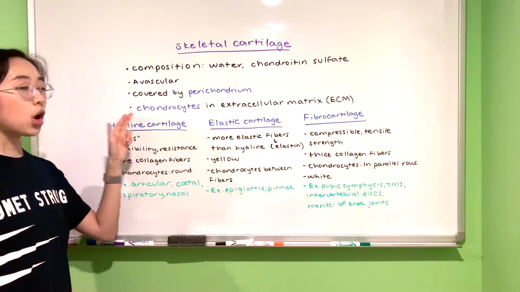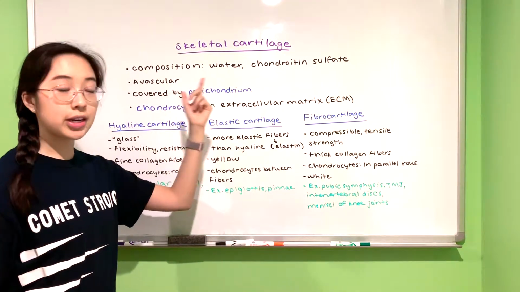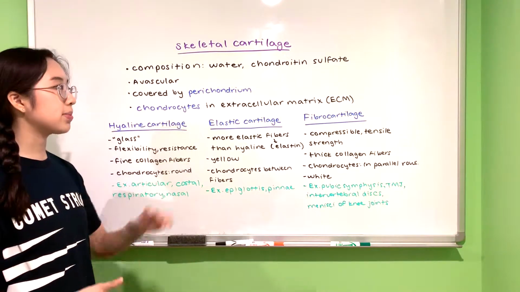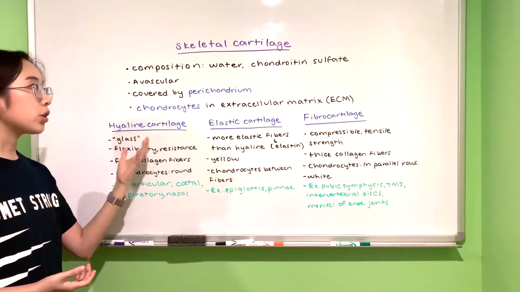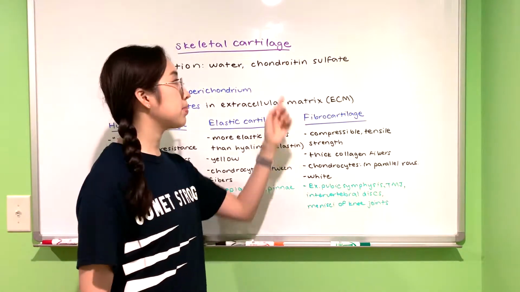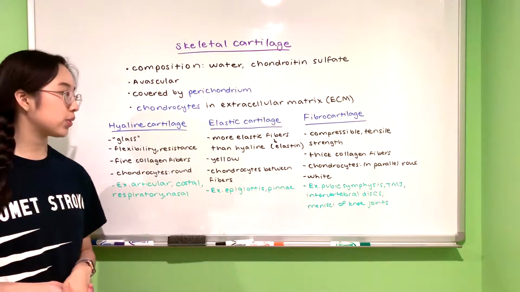And lastly, chondrocytes are the name of the cells that are in cartilage. Chond means cartilage and cytes means cells. So chondrocytes are in cartilage and they're in the extracellular matrix, which is made up of chondroitin sulfate. Now let's get into the three major types of skeletal cartilage.